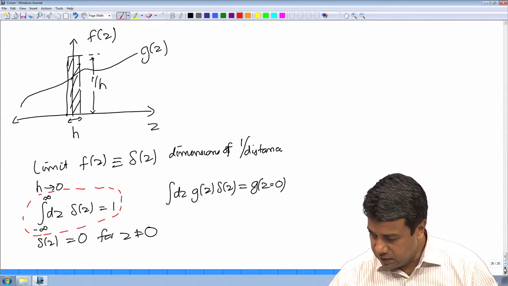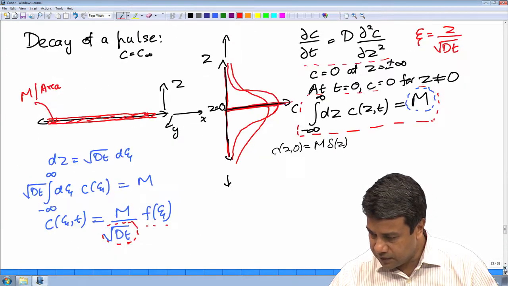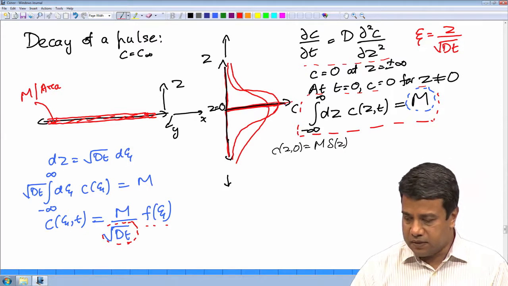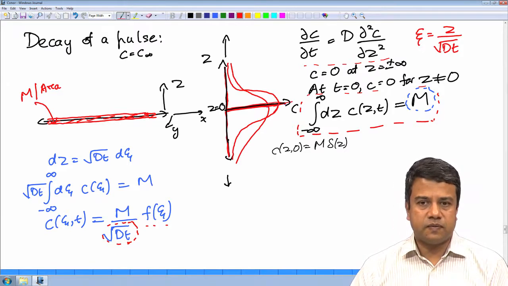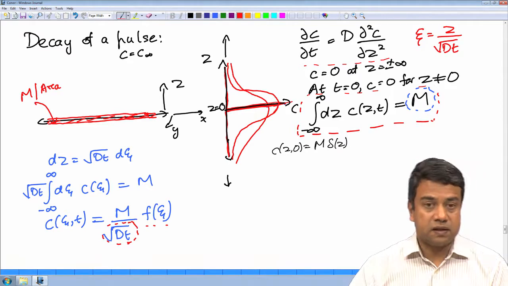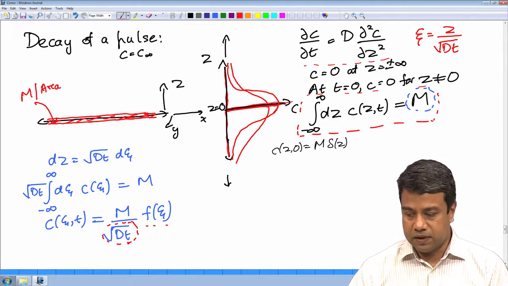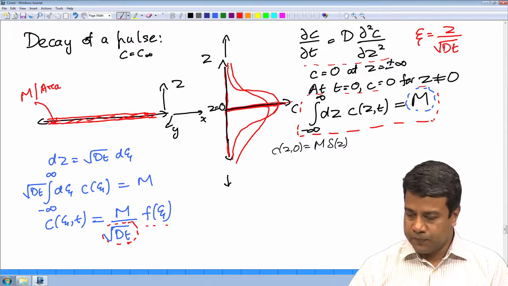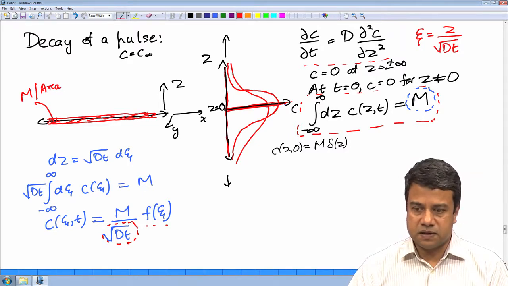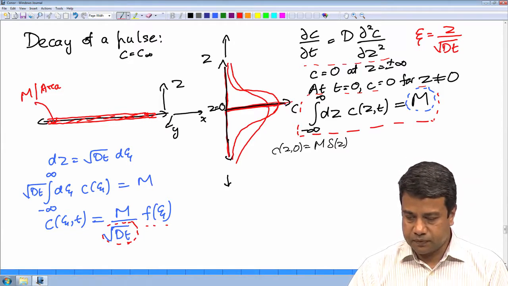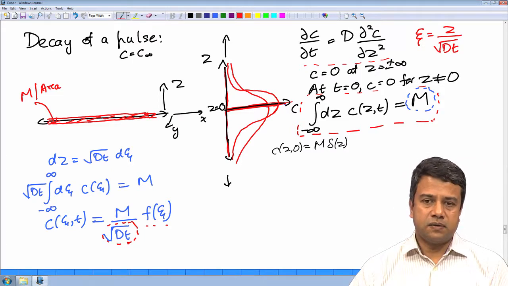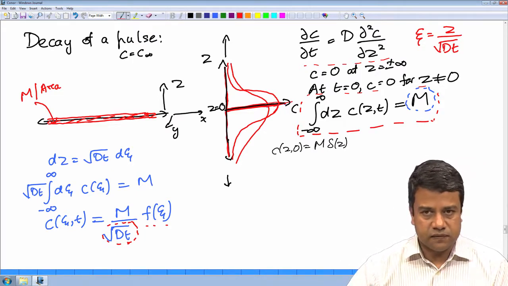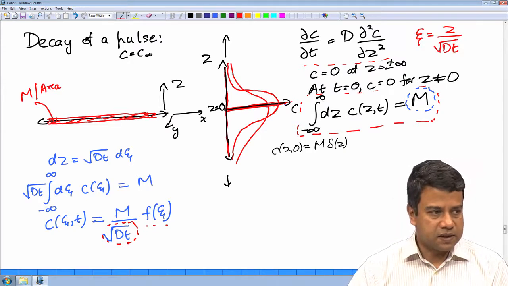And if we go back to our formula here, you can see that if I write c equal to m times delta of z, then m has dimensions of mass per unit area. It is a mass per unit area that was injected at z equal to 0. Delta has dimensions of 1 over distance. Therefore, the concentration correctly has dimensions of mass per unit volume. So, we inject a pulse, that means that at t equal to 0, the concentration field is this delta function. And then we follow the progression with time.